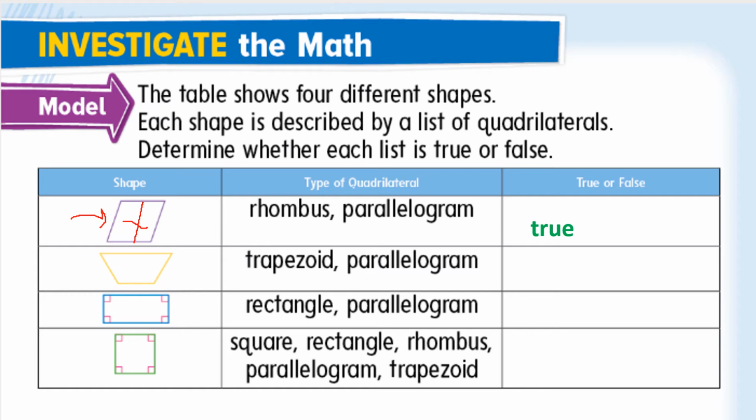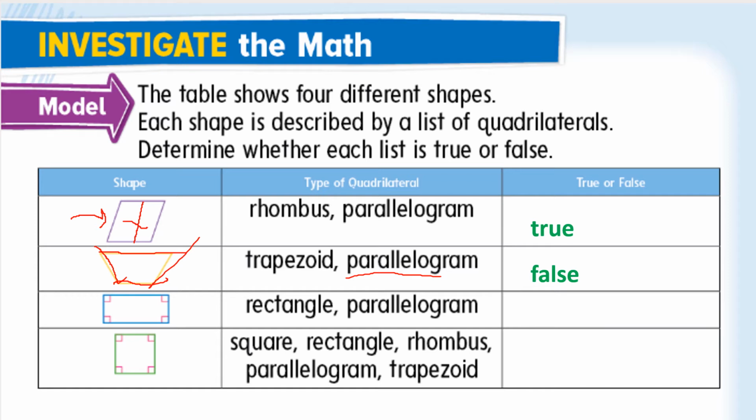Trapezoid says that only one pair of sides is parallel. Well, that's true so far, but can we call it a parallelogram also? I don't think so, because a parallelogram has to have both sets of sides parallel, and look at these, they are not. So this would definitely be false.